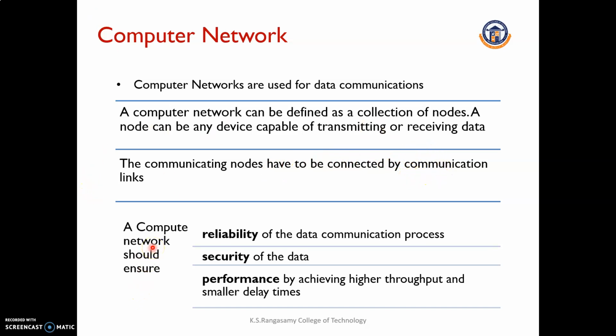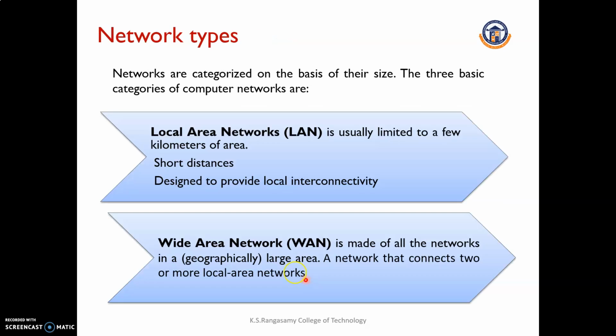Next, a computer network should ensure three performance factors. One is reliability, then security, then performance. The reliability of the data communication process, security of the data, and performance by achieving higher throughput and smaller delay times.